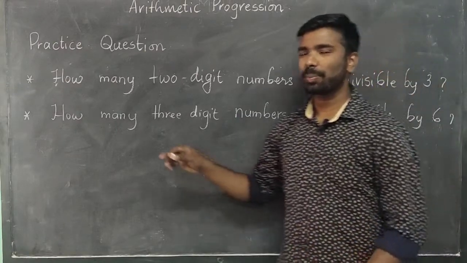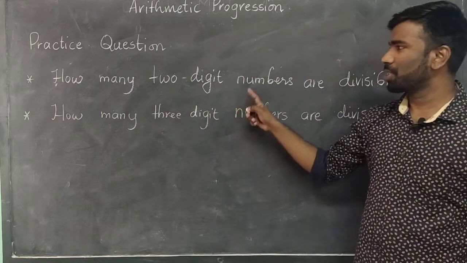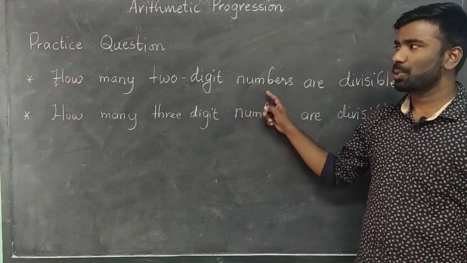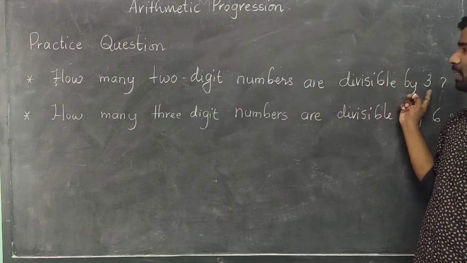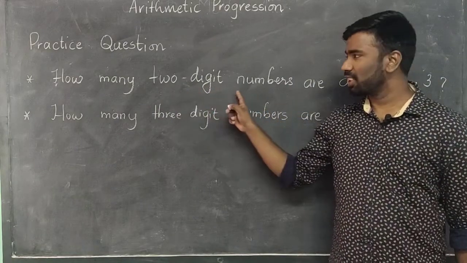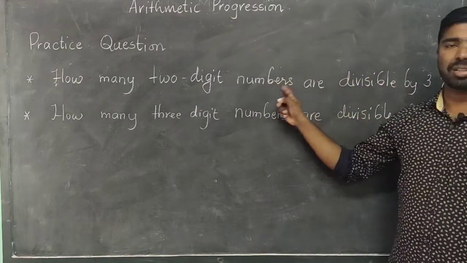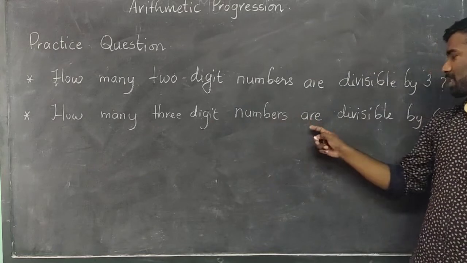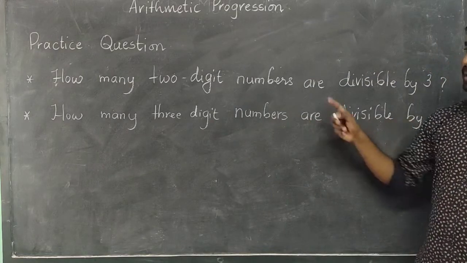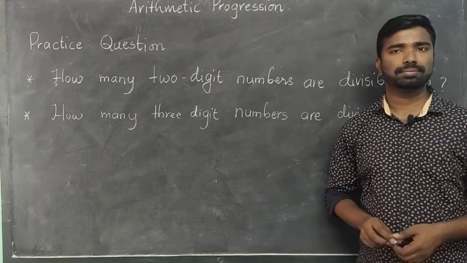Students, based on the previous question you have solved, apply the same concept. Try to solve these two questions. How many 2-digit numbers are divisible by 3? Write down the smallest and greatest 2-digit number and divide them by 3. Find out the first term and last term. In the same way, how many 3-digit numbers are divisible by 6? Practice this question and find out the solution.